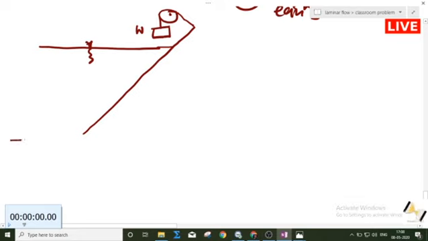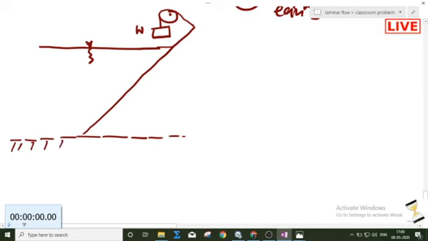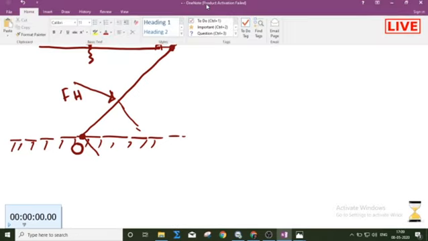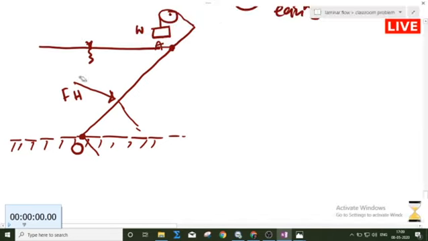This is the base of this gate, and this is the hinge point. Suppose for my understanding this is point O, and this point is A. Somewhere here the hydrostatic force will act. Suppose this is the perpendicular distance, because the hydrostatic force will act perpendicular to the gate.